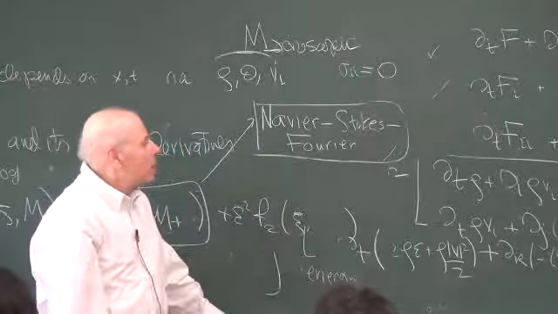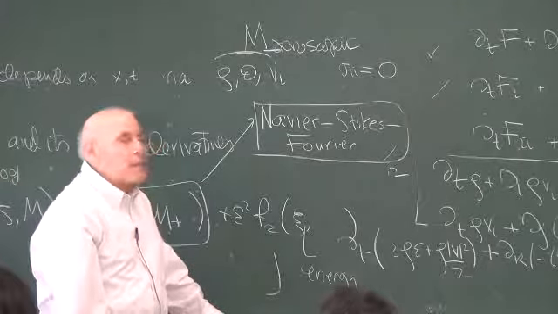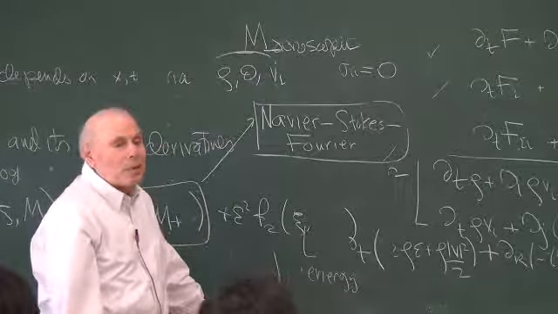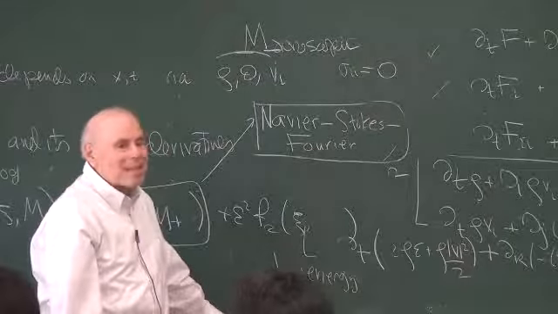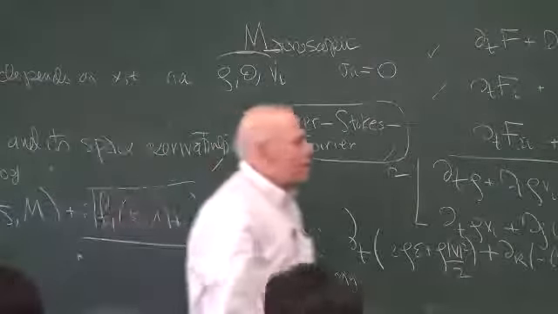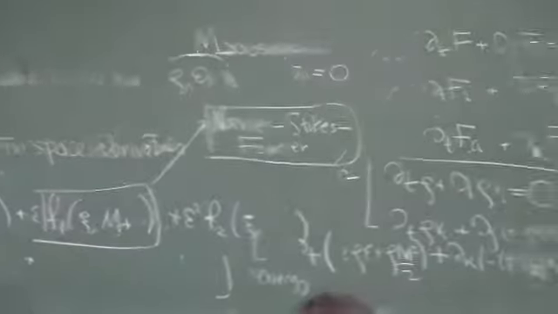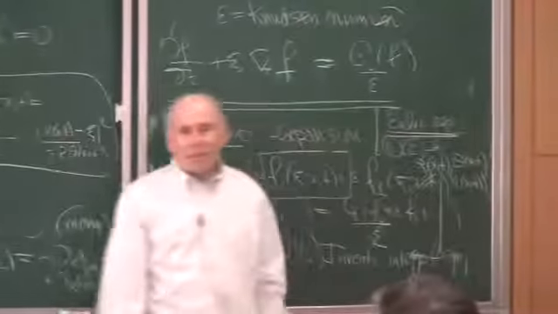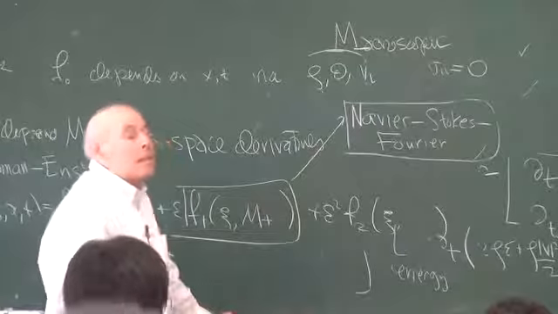Now, there's two points. Does this prove that Navier-Stokes Fourier is true? Well, sort of. As long as the scaling makes sense. That is, the next term is smaller than the previous term. Okay, they haven't lost anything. So under that scaling, it sort of makes sense.